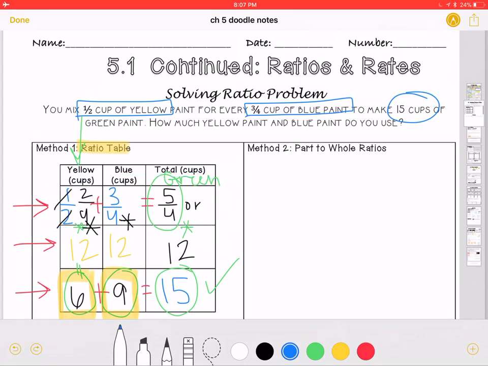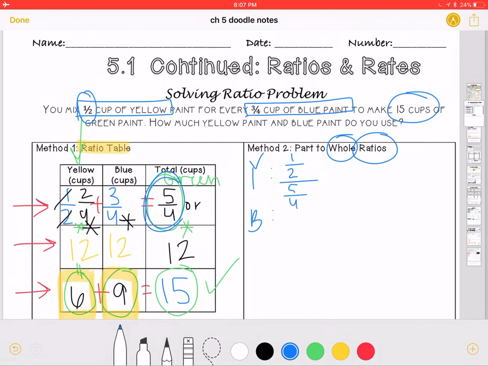Now, the other method is to use ratios, part to whole ratios. So you're going to set up, okay, it's 1/2 part yellow, so I would create a ratio for yellow and then create a ratio for blue, and that's going to help me find my green. So my yellow, it's 1/2 cup, so my part is 1/2. My whole, you would need to find that total. When you add 1/2 and 1/3, we already did that, we got 5/4.